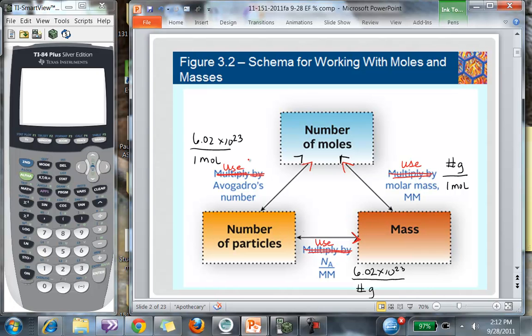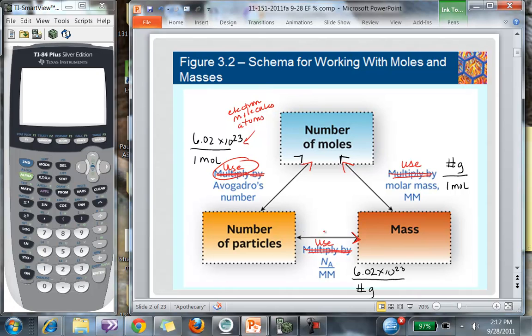So I'm going to say use Avogadro's number rather than multiply by Avogadro's number. You will set it up to either multiply or divide depending on what you need to cancel out. Avogadro's number is 6.02 times 10 to the 23rd per mole. This can be atoms, it could be molecules, it could be electrons, any type of single particle.